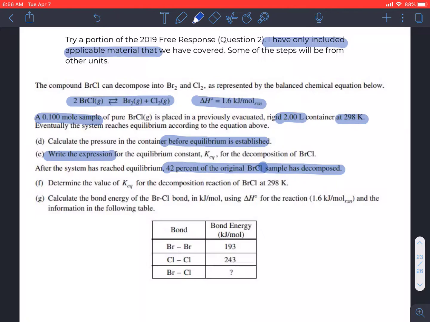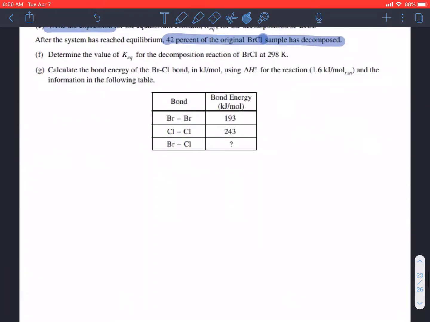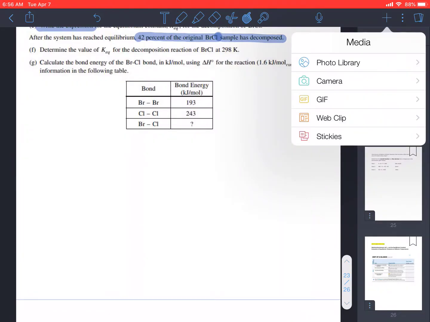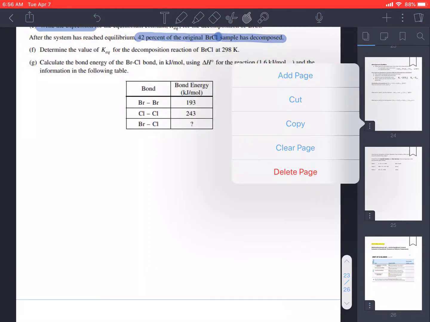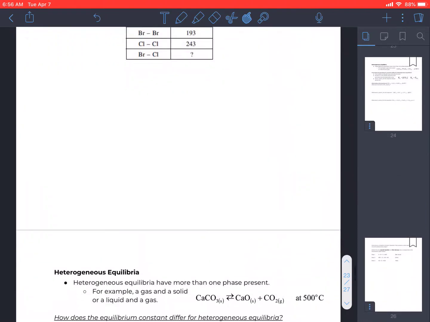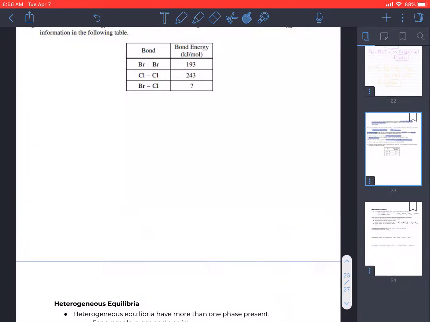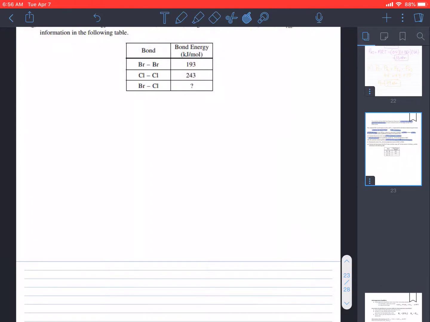Okay, so let's go through this problem. Hopefully I left enough room, and of course I didn't, so let me add a page. I officially should know how to add a page. I just went through it. Add a page. Perfect. Okay, so that'll be below that. Or not. Add a page. There we go. Now it is.